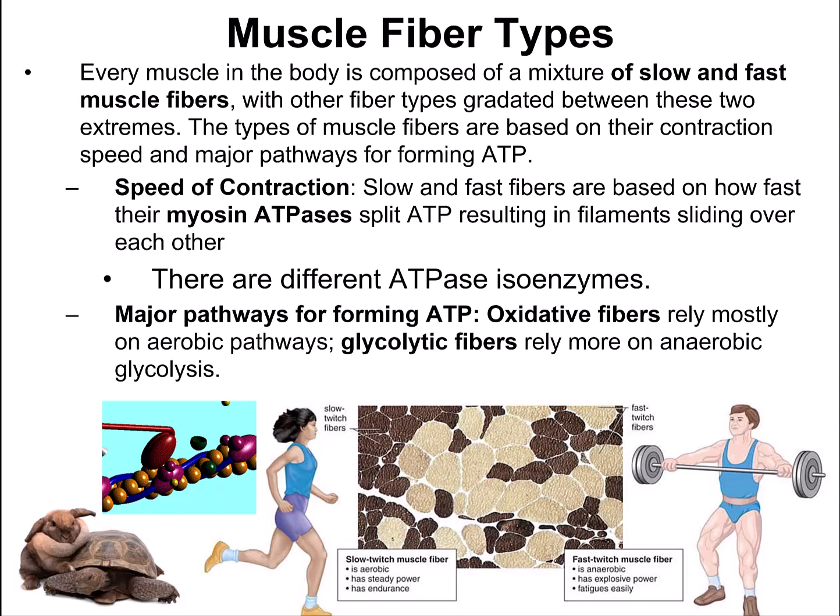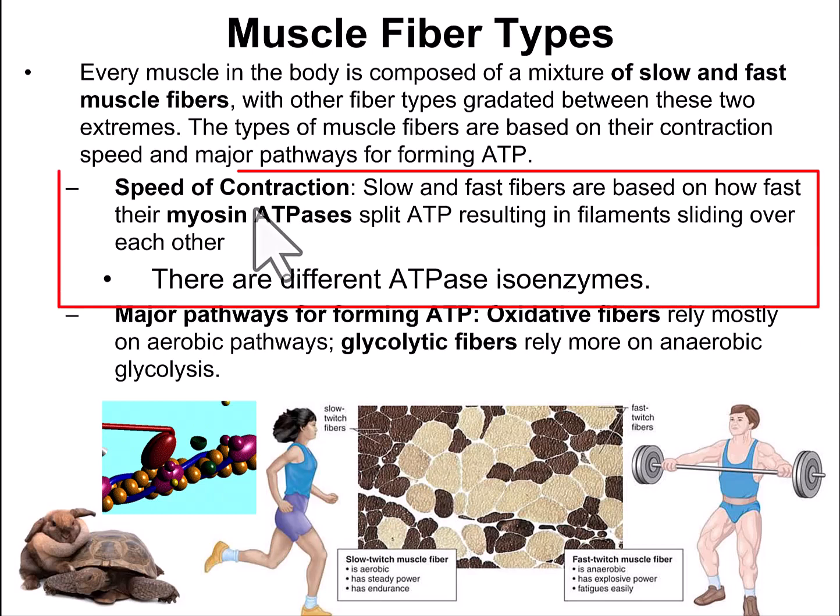In this video, I'm not going to go over those various other fiber types. And if you want more information on this, then after you go through the fast and slow fiber types, you'll be able to understand the various gradations between these fiber types. The types of muscle fibers are based on the contraction speed and major pathways for forming ATP.